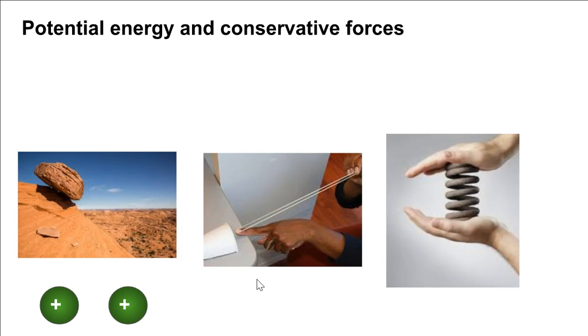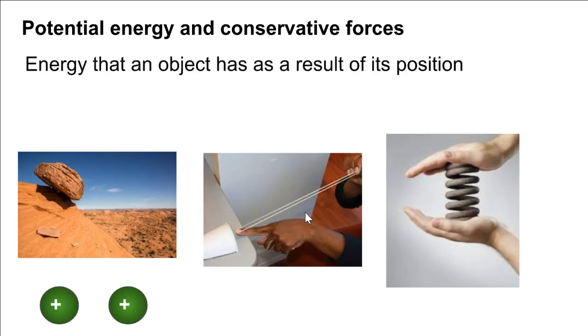Potential energy and conservative forces. Now let's see what the relationship is. Here is an example of our different conservative forces. There is the gravitational force that's going to do work, and then the work done by the gravitational force. Here we have an elastic band that is stretched, and here we have a spring that is compressed. So these are all examples of conservative forces that can do work. The energy that an object has as a result of its position, that is the definition of potential energy.